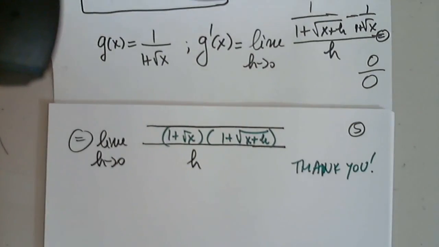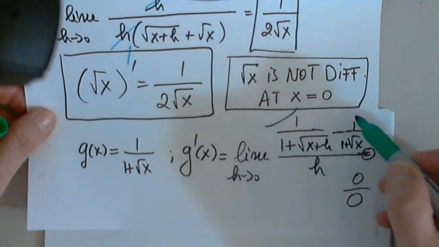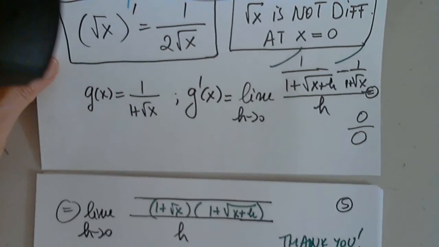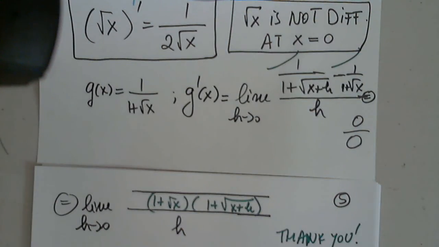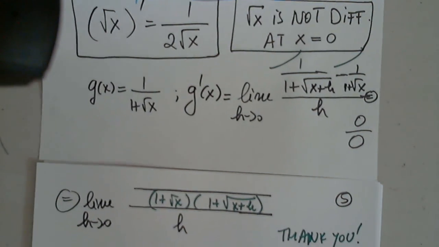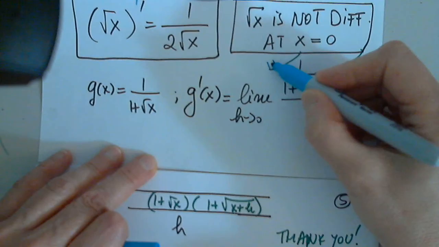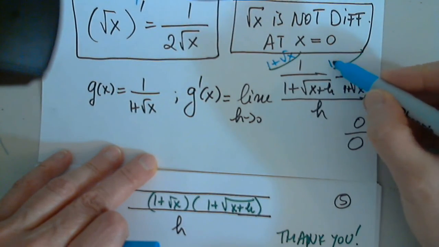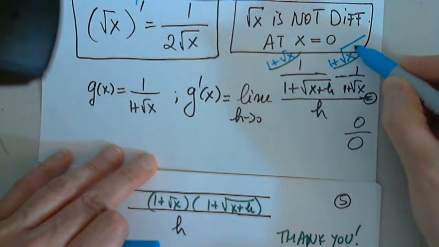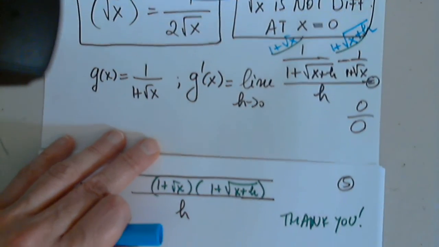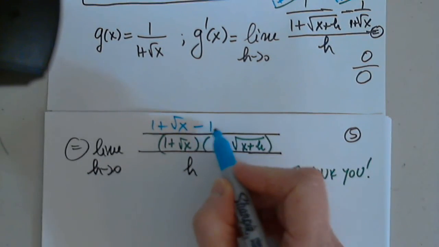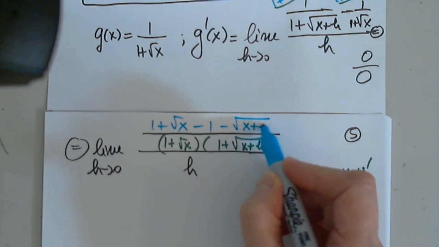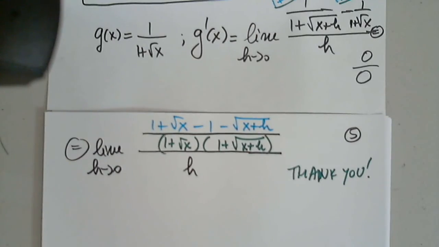Okay, so then the numerator of the first fraction gets to be multiplied by what? The numerator of the second fraction gets to be multiplied by what? So the numerator of the first fraction is going to be multiplied by 1 plus square root of x. And the second one's going to be multiplied by 1 plus the square root of x plus h. Great job, thank you. Good, so 1 plus the square root of x minus 1 minus the square root of x plus h. Perfect. Obviously, we see that these two go away.